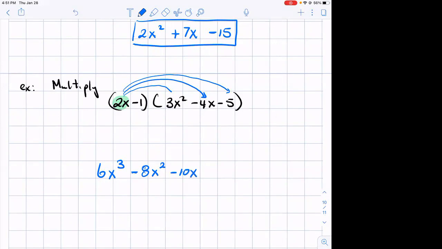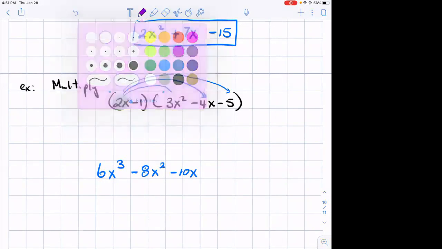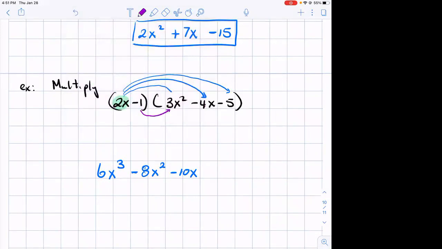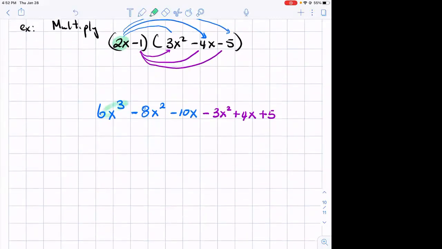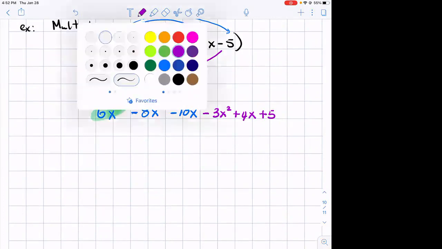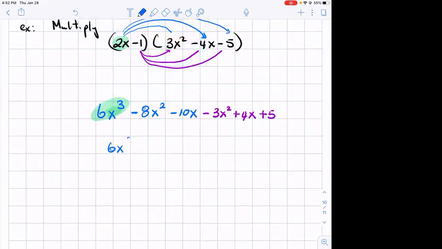So there's nothing else to distribute that 2x to. So now I move to my minus 1. Minus 1 times 3x squared becomes minus 3x squared. Minus 1 times a minus 4 becomes plus 4x. And minus 1 times minus 5 becomes plus 5. We're not quite finished because I see we have like terms. So first, we have a cube term. Any other cube terms you see? I don't think so. So we bring down that cube term, 6x cubed.